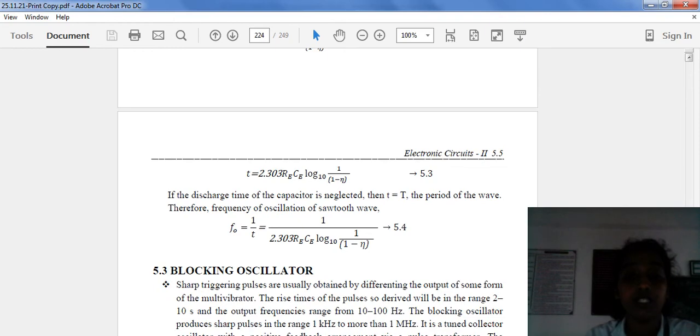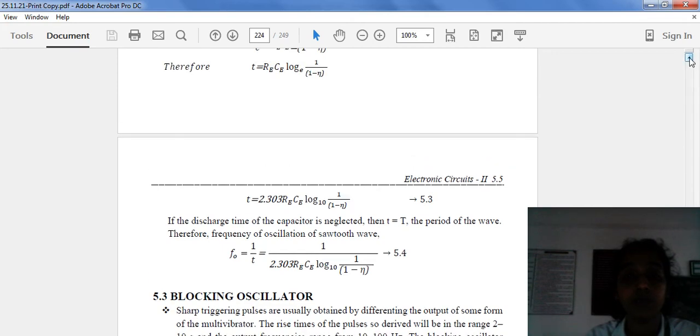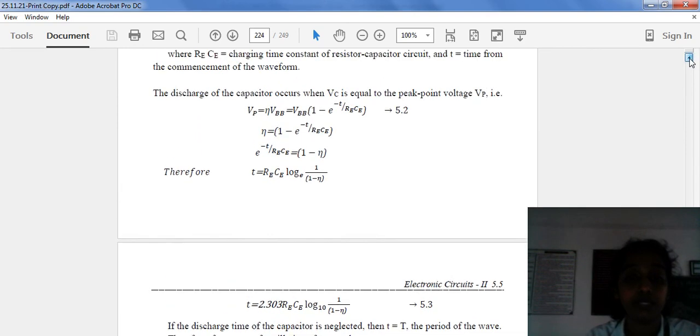If the discharge time of the capacitor is neglected, consider small t equal to capital T, the time period of the wave. Therefore, the frequency of oscillation: what is frequency? It is the inverse of time. So frequency f is 1 by T, which is 1 by 2.303 RE CE log to the base 10 of 1 by 1 minus eta. By this we are able to calculate the frequency.